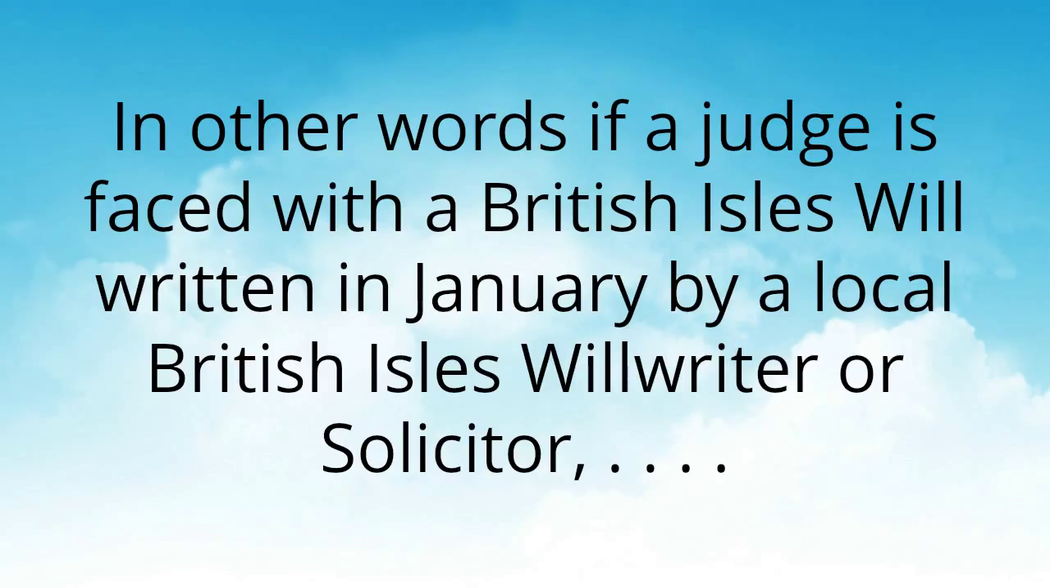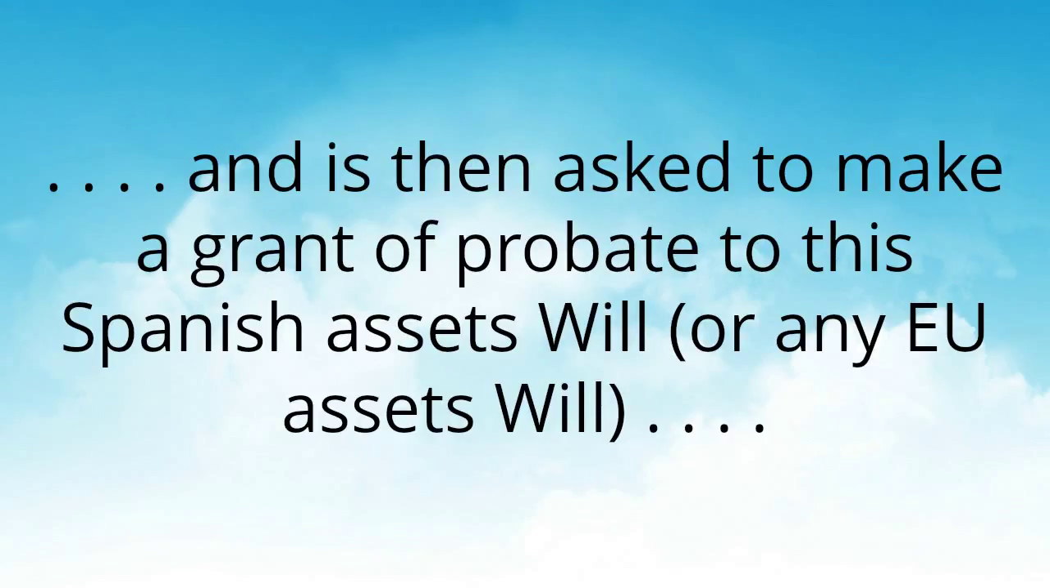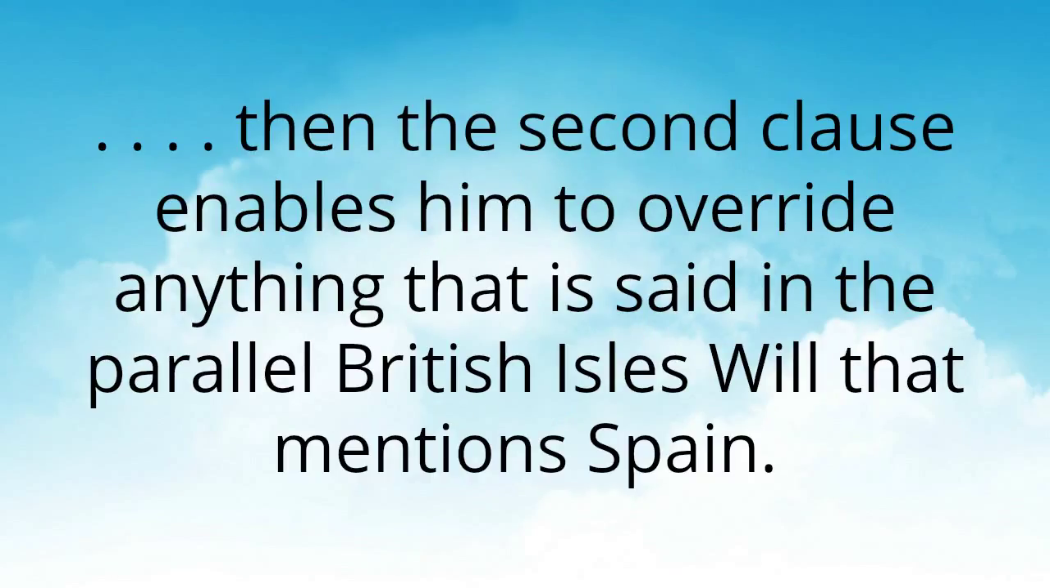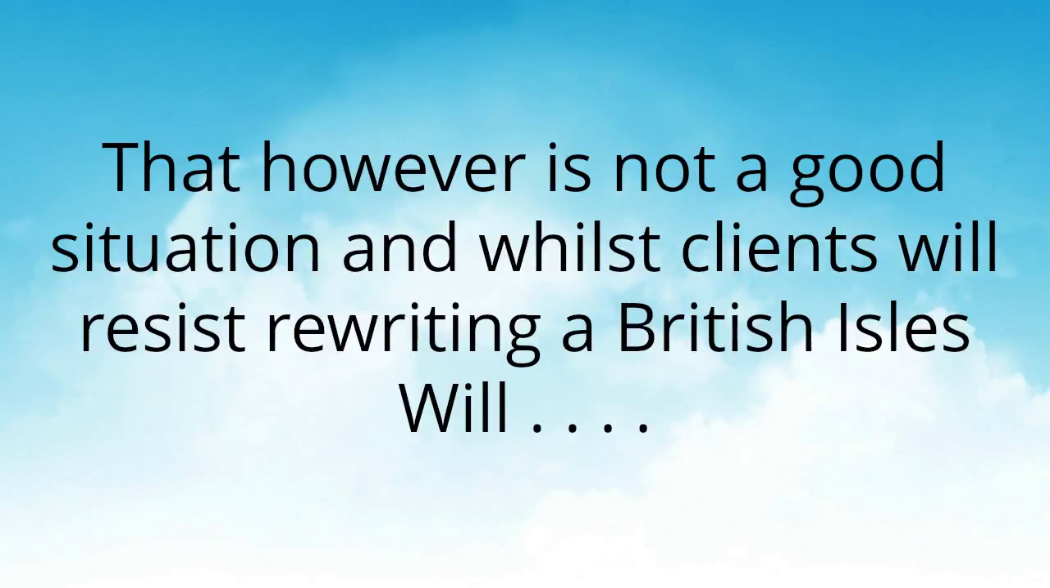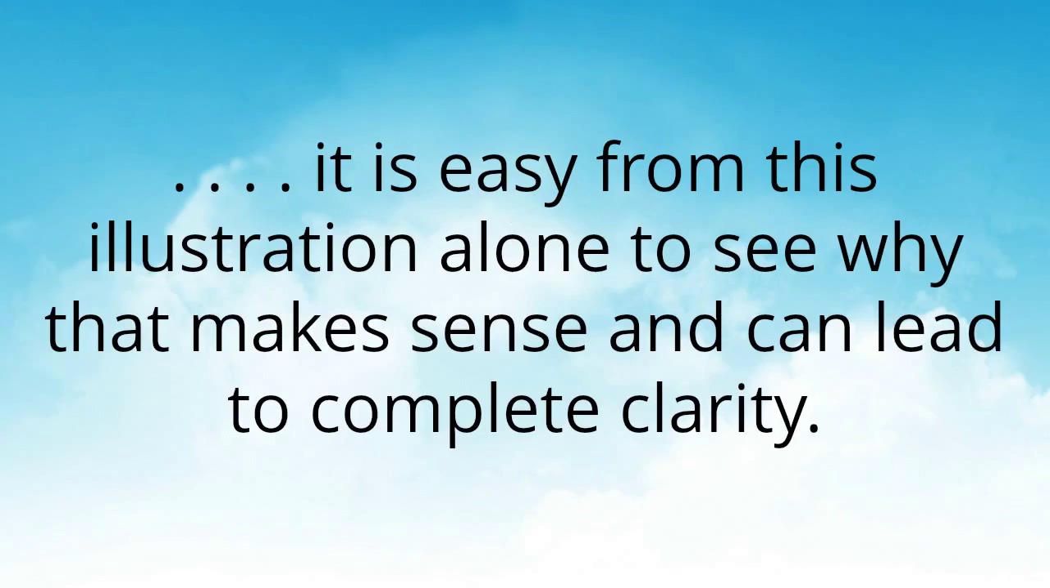In other words, if a judge is faced at some point in time with a British Isles will written in 2014 by a local British Isles will writer, which mentions property in Spain, and is then asked to make a grant of probate to a second Spanish assets will, or any EU assets will, that you have made in 2015, this second clause enables him to override and ignore anything that is said in the original British Isles will that mentions Spain. That, however, is not a good situation, and whilst your clients will probably or possibly resist rewriting a British Isles will so that you can write an exact parallel of the post-Brussels IV EU assets will, it is easy from this illustration alone to see why that makes sense and can lead to complete clarity.